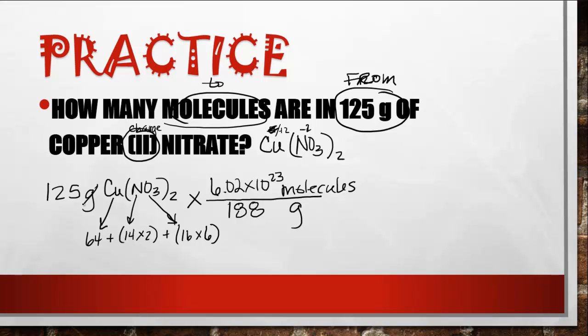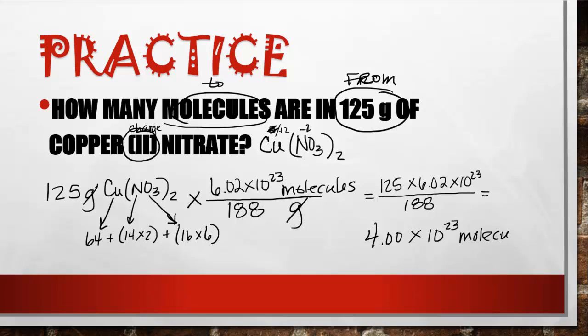Now we are all set up. My grams will cancel. I'll be left with molecules. So I have 125 times 6.02 times 10 to the 23rd. Divide that by 188. And I get an answer of 4.00 times 10 to the 23rd molecules of Cu(NO3)2.